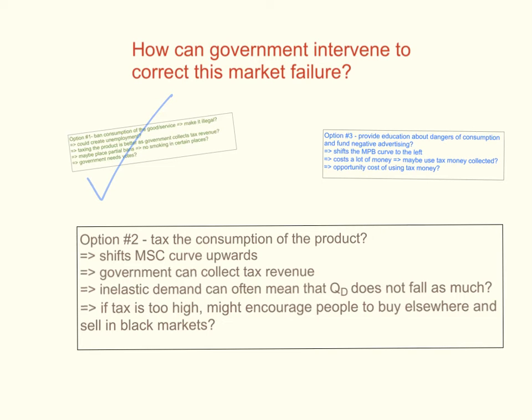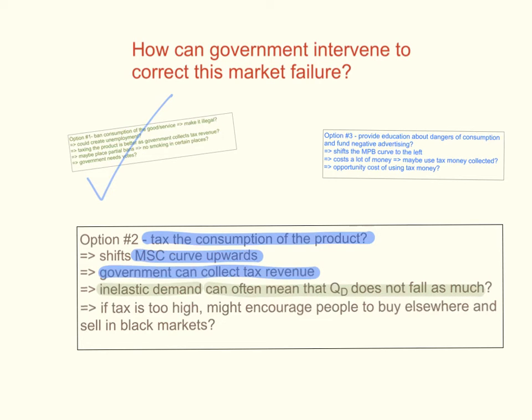Option number two is to tax the consumption of the product. This will shift the marginal social cost curve upwards. It will increase the social cost, basically, of consuming that good. It also allows the government to collect tax revenue. However, products that are demerit goods like cigarettes, for example, or alcohol, they often have rather inelastic demand because they can be quite addictive and habit forming. And this can often mean that the quantity demanded does not fall as much.